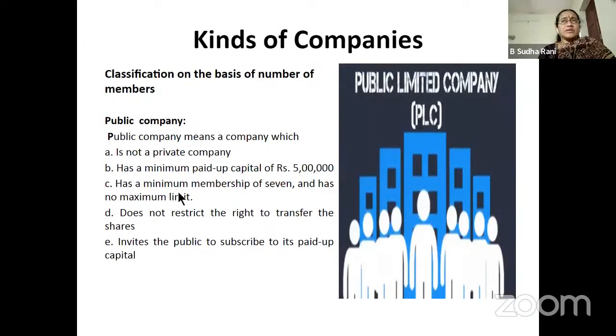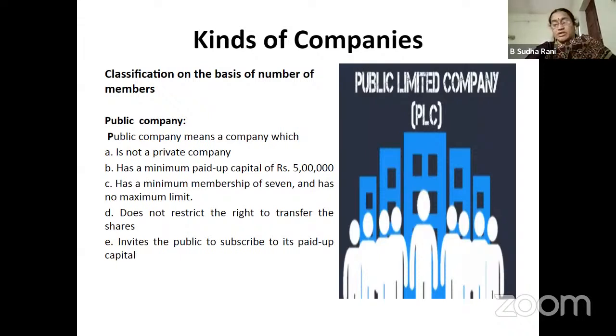The next company is public limited company. What is it? A company which is not private company, whose minimum paid up capital is 5 lakhs and who raise their capital from the public in the form of shares. Okay. And where shareholders are free to transfer their shares and where their liability is limited, this company is called as public limited company.